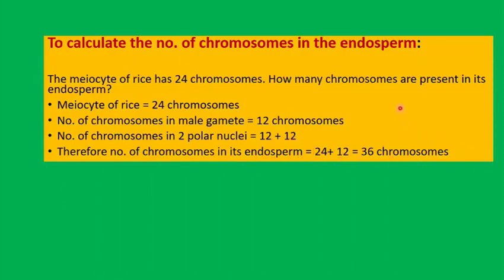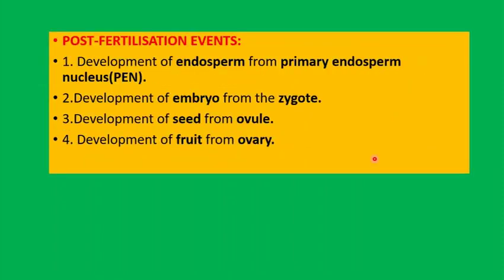Now can you tell me what will be the ploidy of the antipodals? The antipodals will be haploid, that will be equal to 12 chromosomes. What will be the ploidy of the zygote? The zygote is diploid, so the zygote will have 24 chromosomes. So that's how you have to do the calculations when the questions are asked in this order.